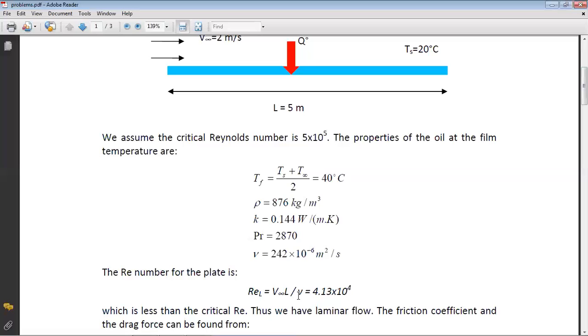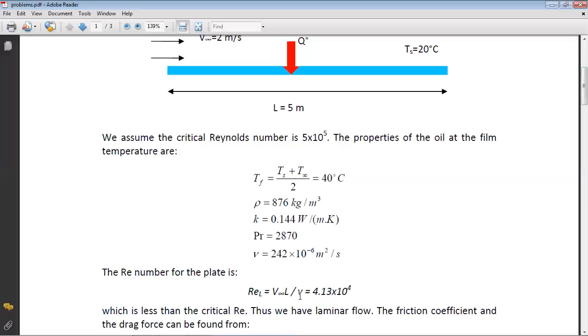Now, under engine oil in page number 25 of the 8th edition, if you go by the temperatures corresponding to 40 degrees Celsius, you have density value as 876 kg per meter cube, thermal conductivity 0.144 watt per meter Kelvin, Prandtl number 2870, kinematic viscosity 241 into 10 raised to minus 6. In this case, it is 242. A little variation is acceptable. At the same time, you can also have the values of thermal diffusivity, specific heat. All these values can be obtained from the tables.